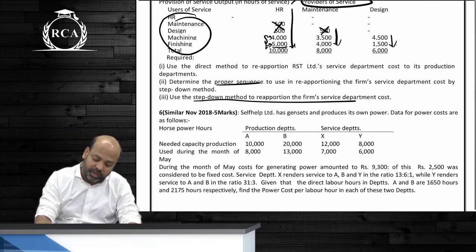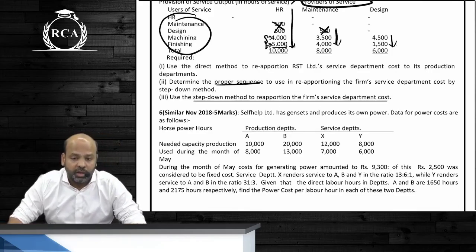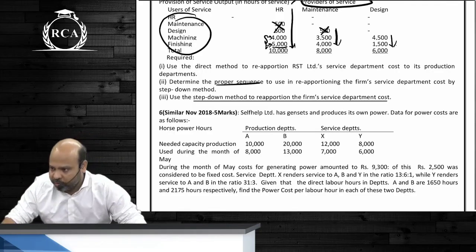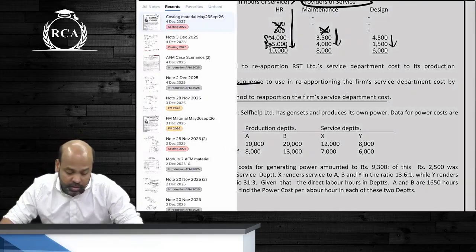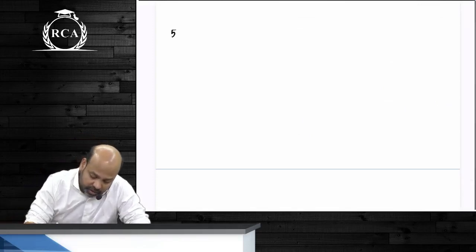After that, using step method, we are going to reapportion service departments cost, by the method that we wrote above. Are we clear about this? First, we will present the information, guys, in the order that we understand.